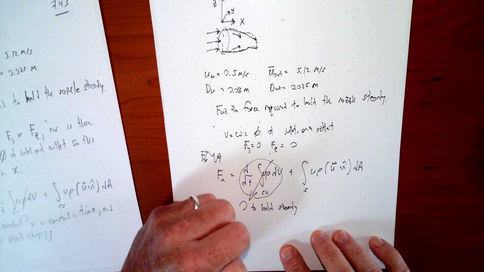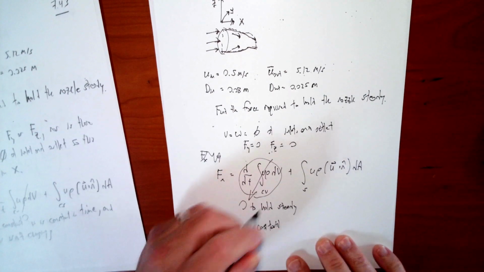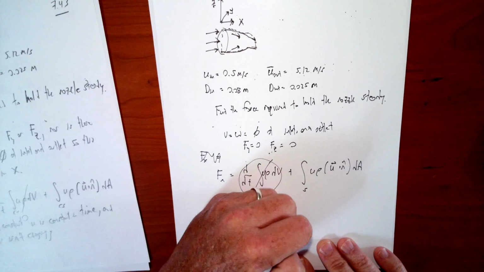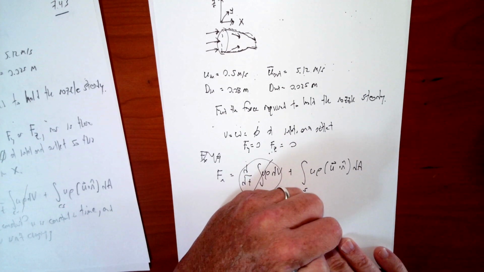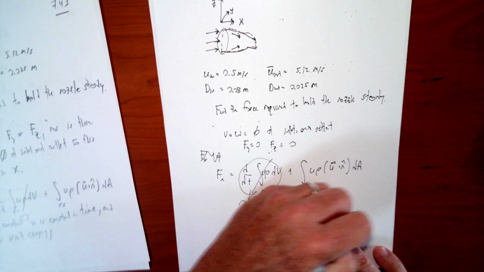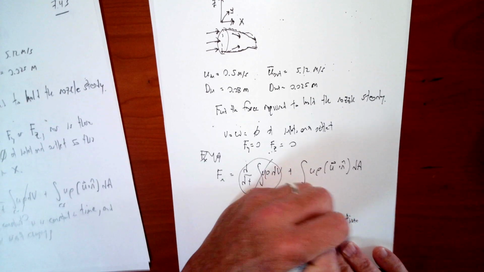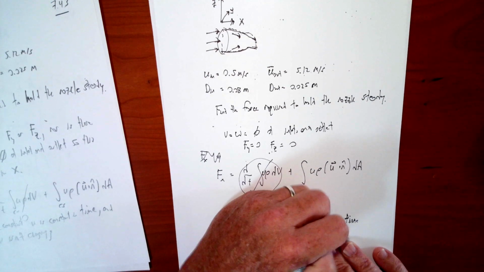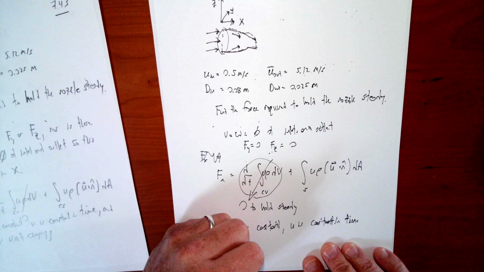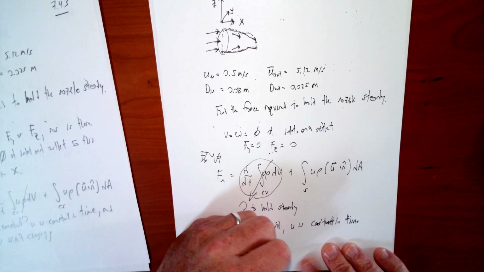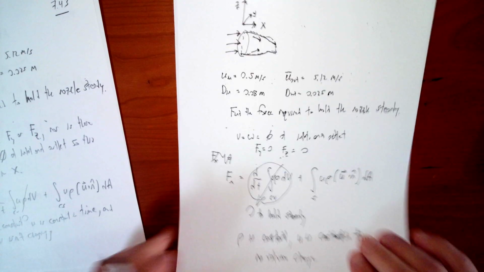So rho is constant and volume isn't changing. U is constant in time. U is changing in space, but it's not changing in time. It's going to be steady nozzle flow, so it just keeps happening. So no change in U over time, and no volume change. So that whole term is going to go to 0. So we're left with just the other term.